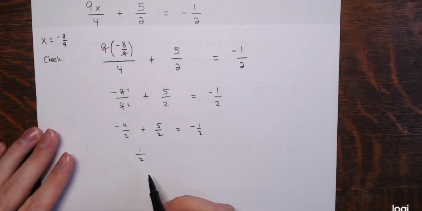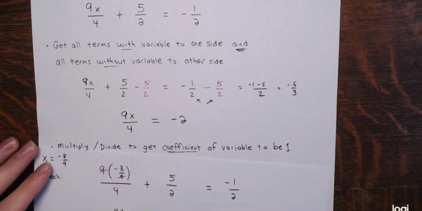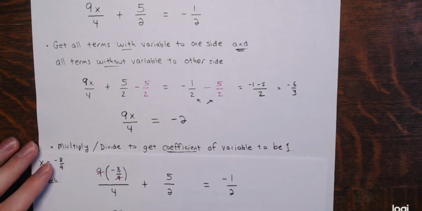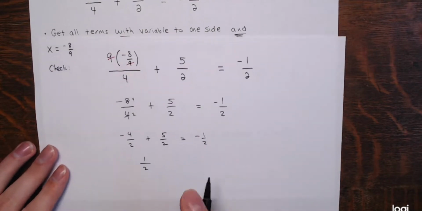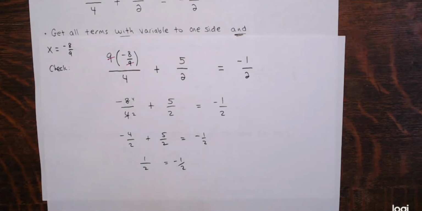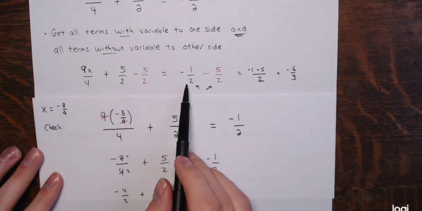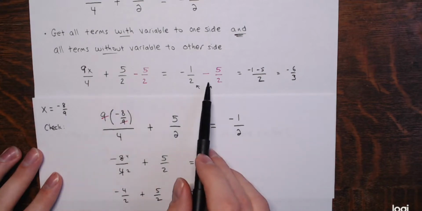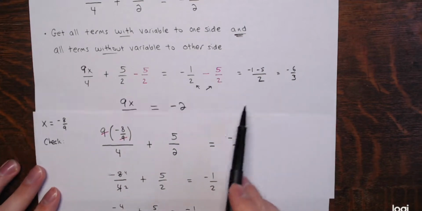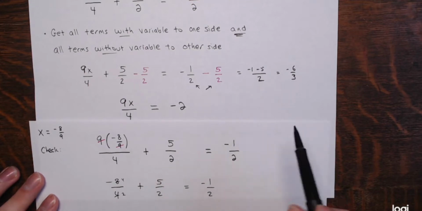Oh, you know what I did? Okay, subtract. All right, because I'm getting 1/2 equals negative 1/2 here. So that means I made a mistake somewhere. Let's see. So I wrote the equation correctly. You subtracted 5/2. That's negative 6/2. See, I had negative 6/3 here.